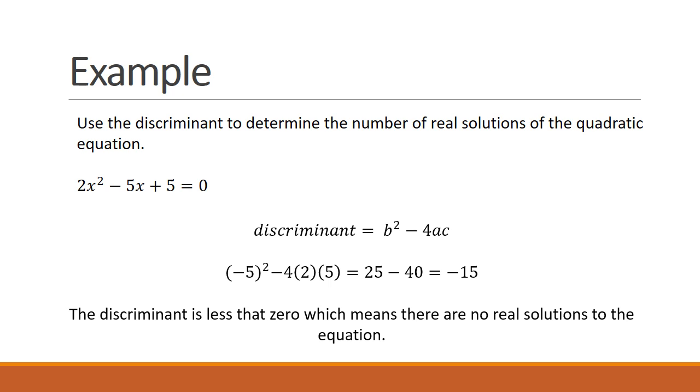Okay, putting in the numbers for the discriminant, we get negative 15. Since the number is less than 0, there are no real solutions to this equation.